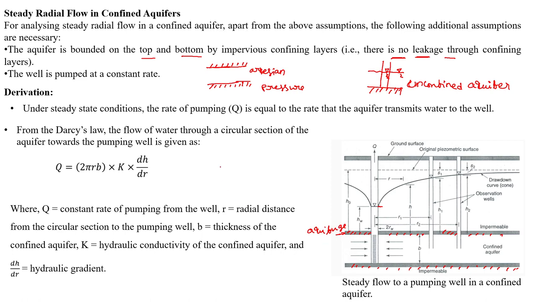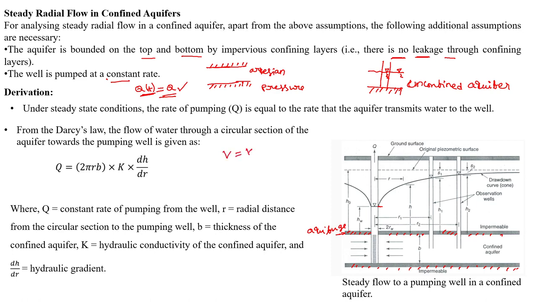And the well is pumped at a constant rate, so Q(t) does not vary with time and is approximately equal to Q. These are the assumptions. Now let's do the derivation. I'll quickly go through it so that you get the essence of it and see where we get this equation from.